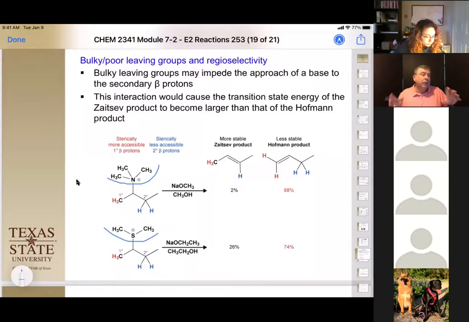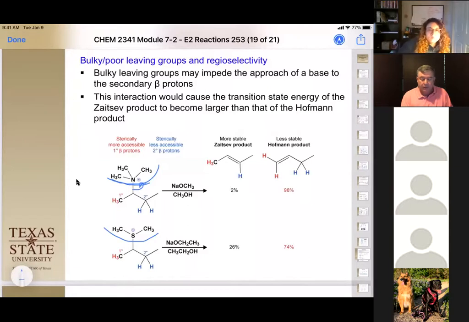Now, notice that we couldn't just remove that. If it only had 2 methyl groups on there, it'd be leaving as a nitrogen anion. That nitrogen anion is too strong. But because we have 4 groups on nitrogen, when it takes the electrons with it, it leaves as a neutral species. So that makes it a good leaving group because it leaves as a neutral species. However, it's a big group, okay?